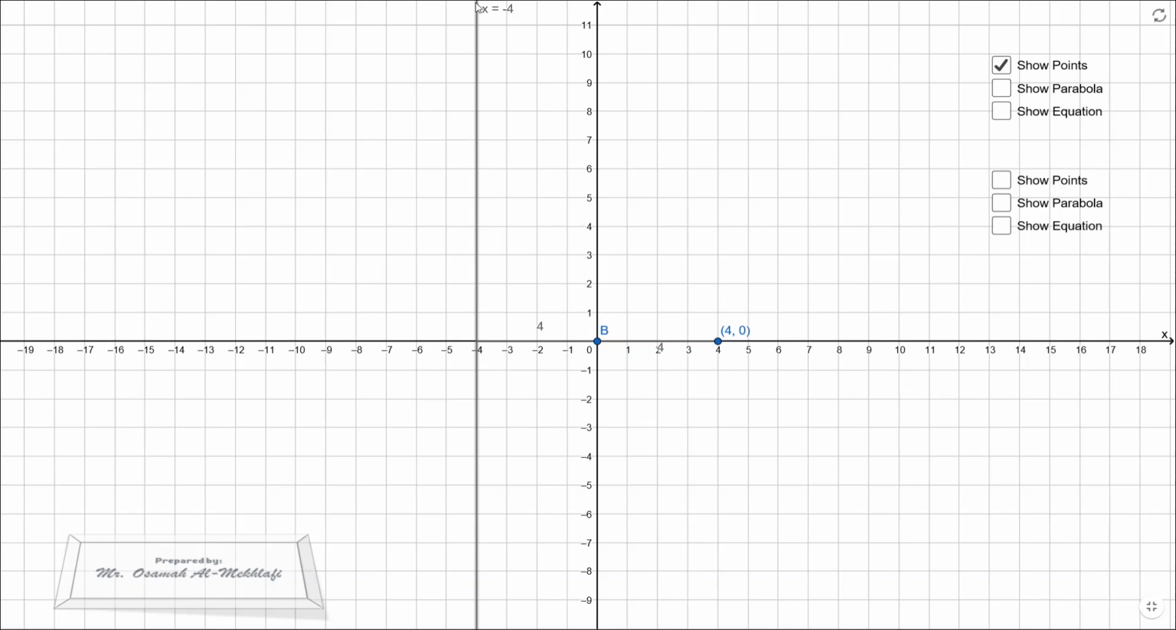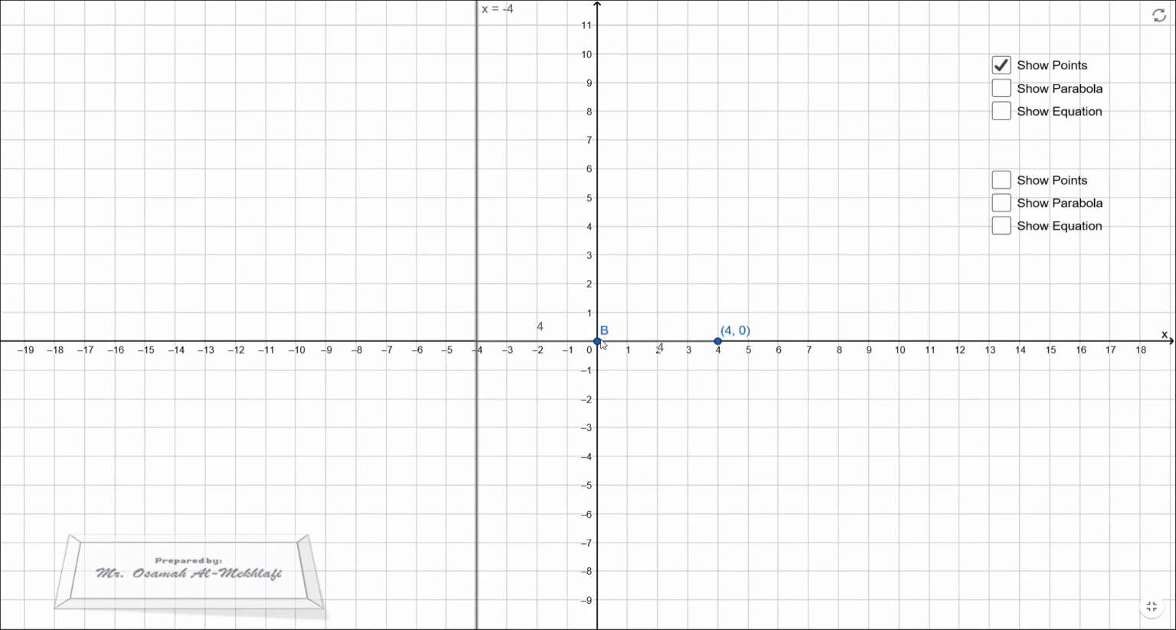We said that points are defined by coordinates. So when you have a point, you must have coordinates. Lines are defined by equations. So when you have a line, you must have an equation. So this is a point. The coordinates are 4 and 0 because it's 4 from x and 0 from y. This is a line. The equation is x is equal to -4 because it cuts the x-axis at -4.